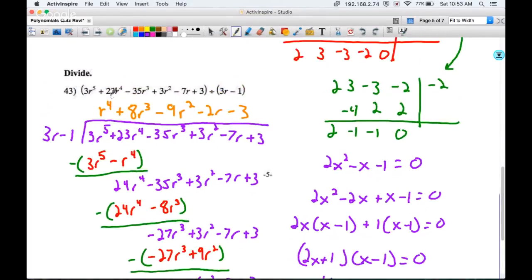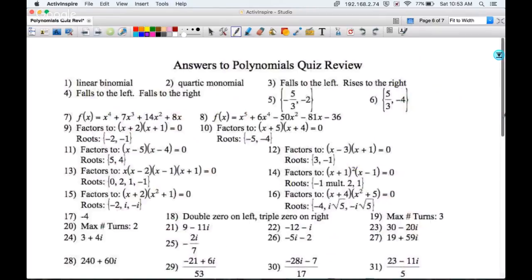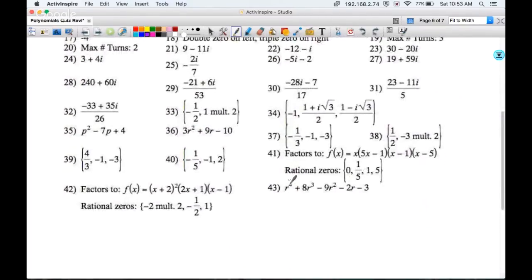So let's just see. 1, 8, negative 9, negative 2, negative 3. Yep, we got it right.